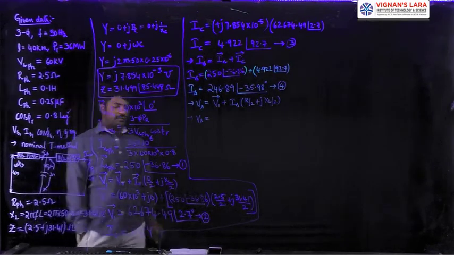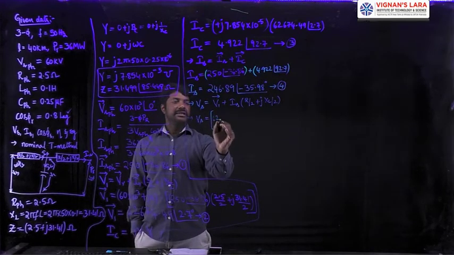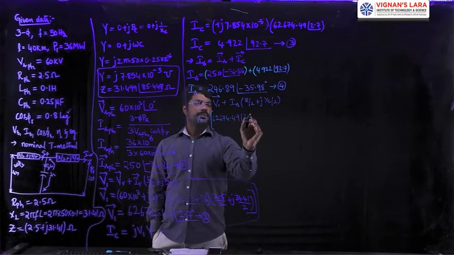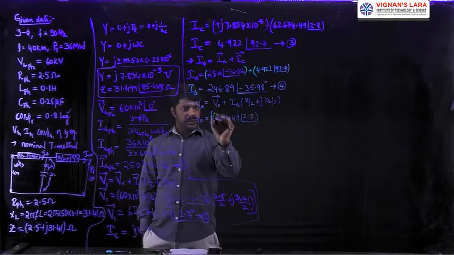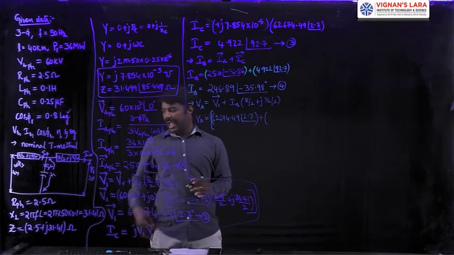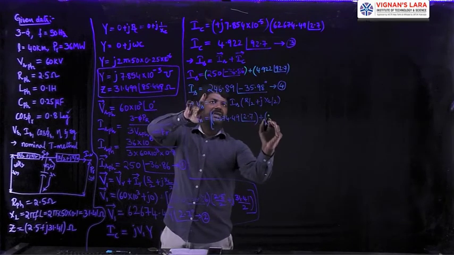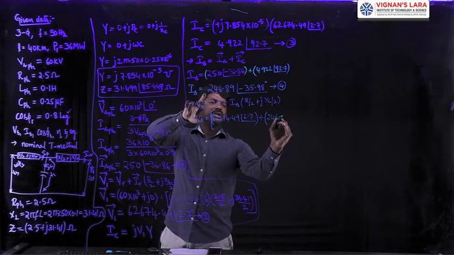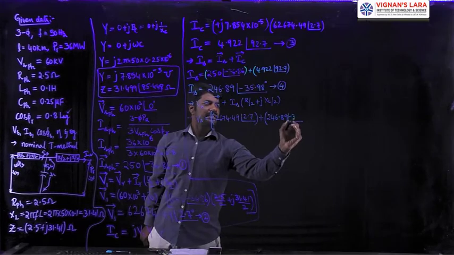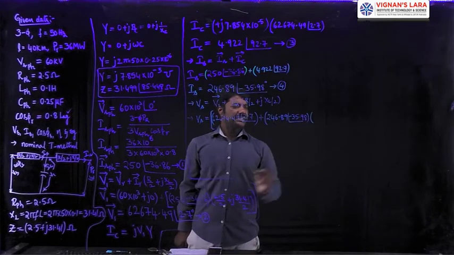As per equation 2, V1 has a value of 62,674.49 at an angle of 2.7 degrees. This voltage V1 is to be added with the drop. What is the drop? Is multiplied by Z by 2. What is Is? Just now we calculated Is as the phasor quantity 246.89 at an angle minus 35.98. It is to be multiplied with R by 2 plus j XL by 2.